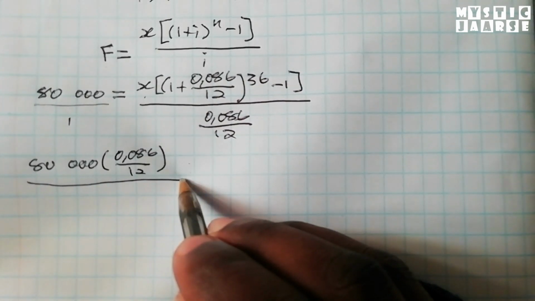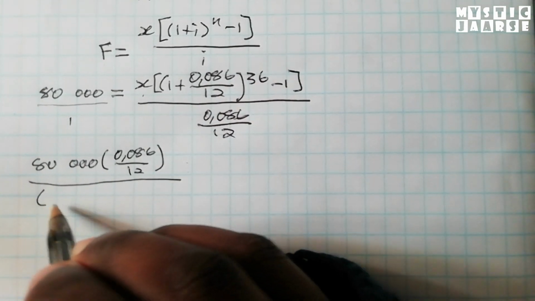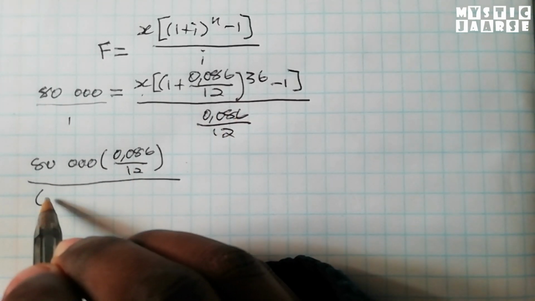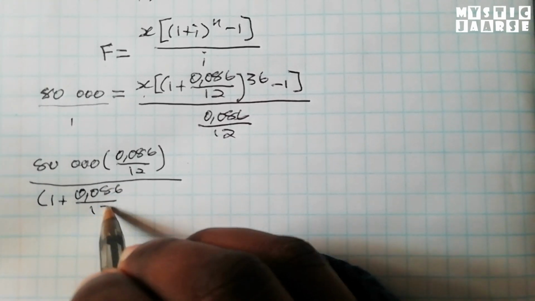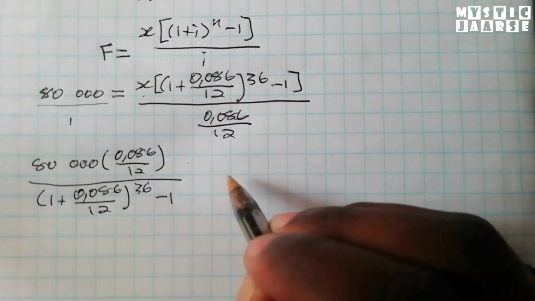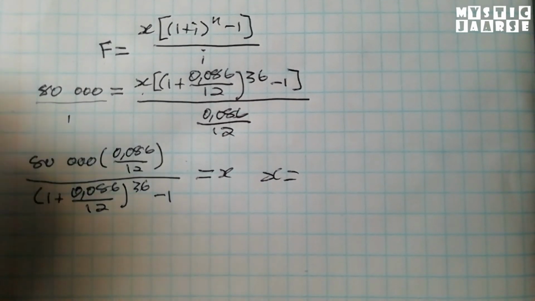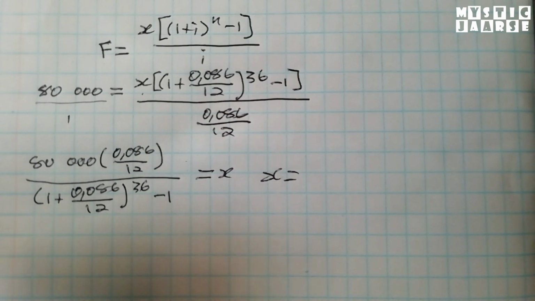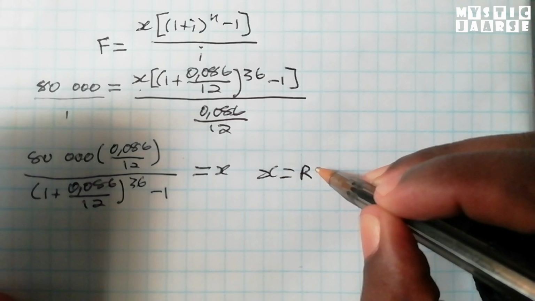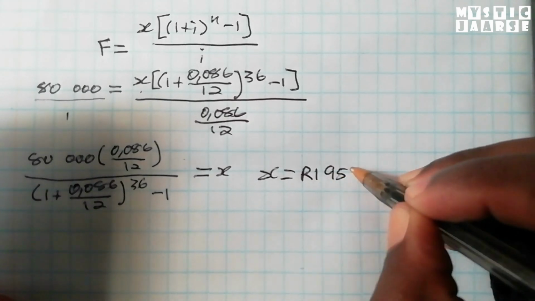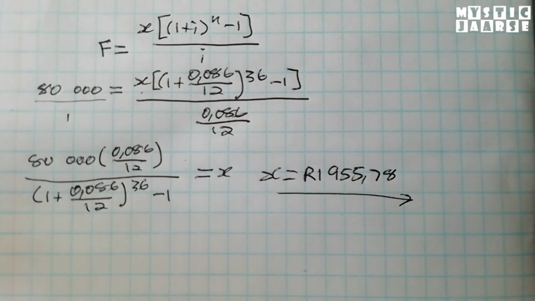So I'm already dividing my left hand side by all of this. So we have 80,000 rands multiplied by this, all divided by 1 plus 0.086 divided by 12 to the power of 36 minus 1, will be equal to our x. Now we need to carefully plug this into our calculator because it is a huge number. So Thandi will be making monthly payments of 1,955 rand 78 cents for 36 months.